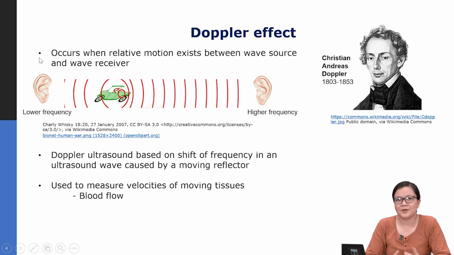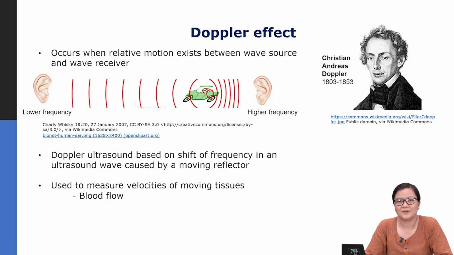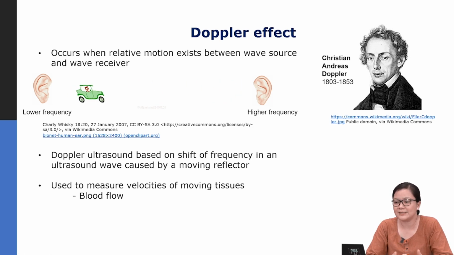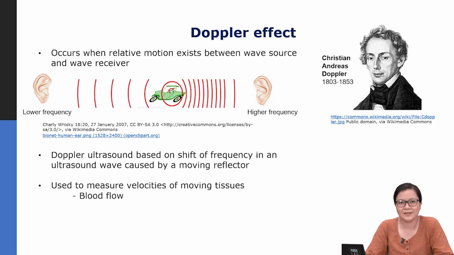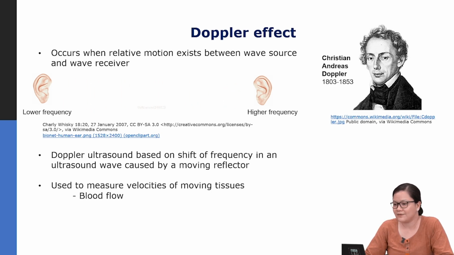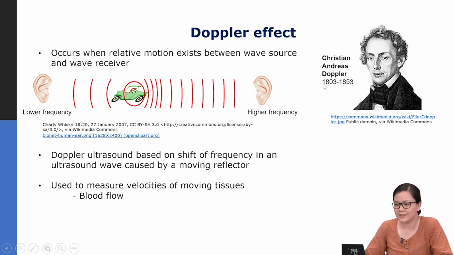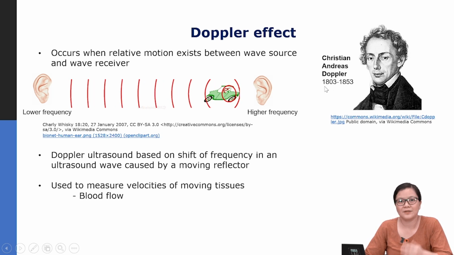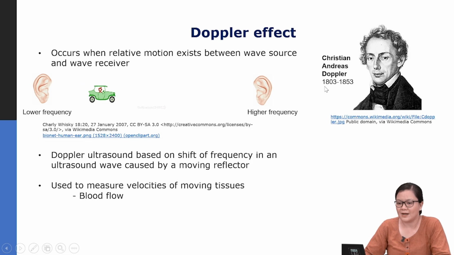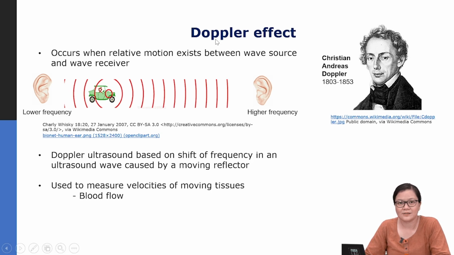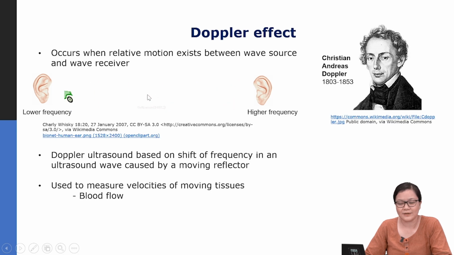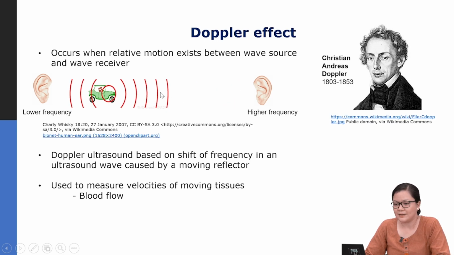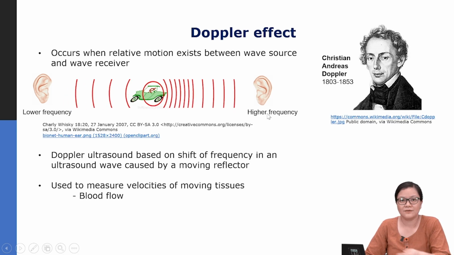We also are going to talk about Doppler ultrasound. And the basis for Doppler ultrasound is the Doppler effect. So you might have heard of this in your physics class. This effect was first defined by Christian Andreas Doppler in the 1800s. And what the Doppler effect is that whenever you have a source of a signal, a source of a wave here, and that wave is also moving, then depending on the location of the receiver.